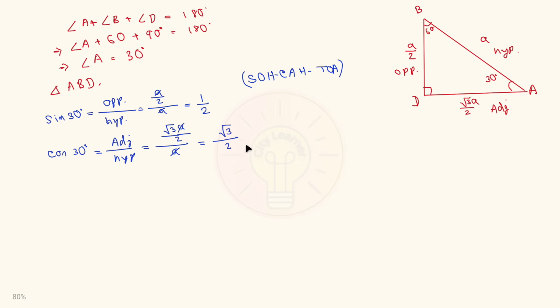Tan 30 degree is equal to opposite side by adjacent side. Opposite side is A by 2, adjacent side is root 3A by 2. So tan 30 degree is equal to 1 by root 3.